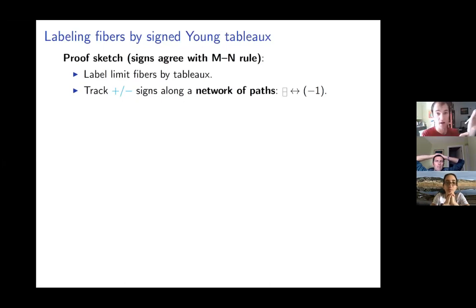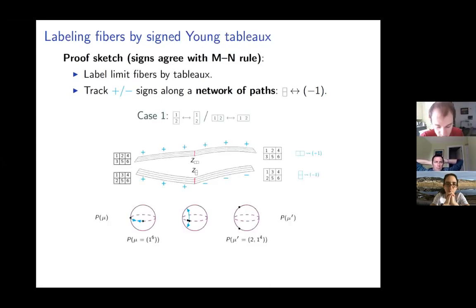We go to a limiting fiber. We already know how to label points in that fiber by tableau. So you can imagine that over in the middle, we have fibers we don't understand, but on the edges, we have fibers that are labeled by tableau. And then what we do is we connect up all the tableau to each other, and we see how the signs change along the paths. So concretely, let me give you an example.